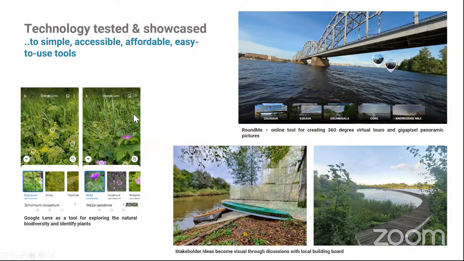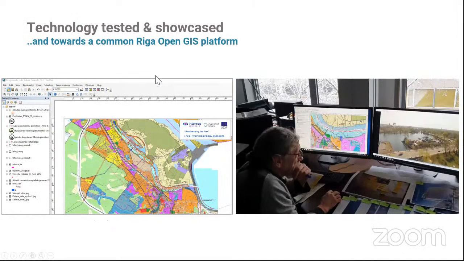Yes, and so finally, with this project and with this new technology and these new findings and learnings, we set the base for creating a comprehensive riverine open source GIS platform, not so much focusing on municipalities or regions, but rather putting the river Daugava as the focal point. Because no matter how the boundaries of municipalities change, and that's happening in Riga right now, the river is still going to be flowing.